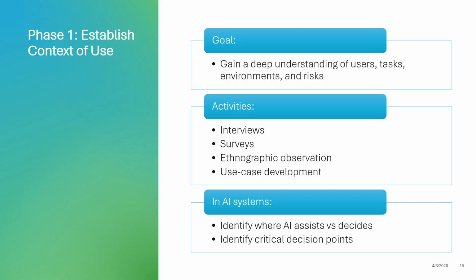How can we do that? We can have interviews, surveys, and ethnographic observations. We can develop use cases and have those representations. On top of that, if we are creating AI systems, we need to identify when AI is an assistant or when AI is the driver. We also need to identify the critical decision points, because who is going to be responsible for the errors, the mistakes, the wrong outcomes?